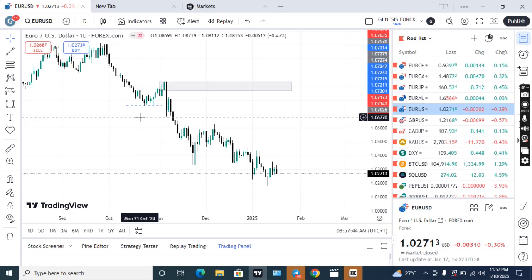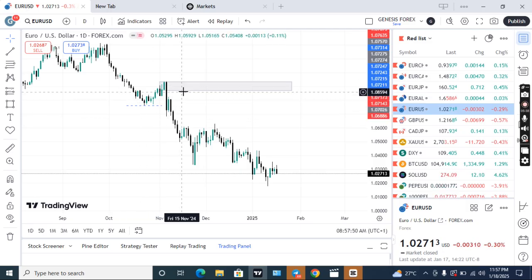Criteria number two, which is today's lesson, I said it must be unmitigated. It means the market price wouldn't have got to that order block in the past. So this place is a fresh order block. It's a fresh zone for the market because it is unmitigated. The market had not gotten to that zone in the past.